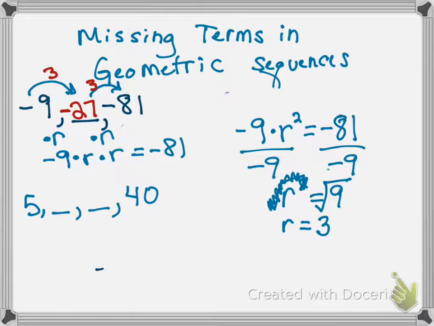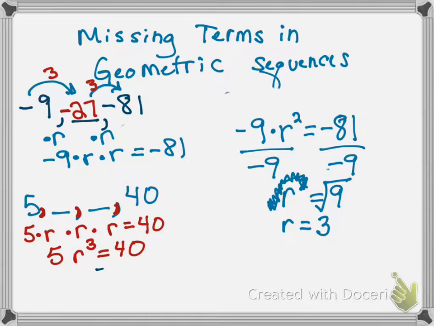All right, let's do that with this next one. Let's make a little equation where every time we see a comma, we're multiplying by our ratio. So it's going to be 5 times my ratio times my ratio times my ratio equals 40. We can consolidate that into a little bit better equation. 5 times my ratio cubed equals 40. Let's just try to get our ratio cubed by itself. Again, I apologize for my squeaky dog. And we're going to get my ratio cubed equals 8.